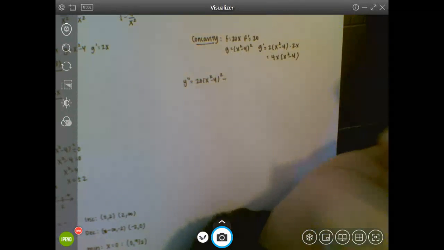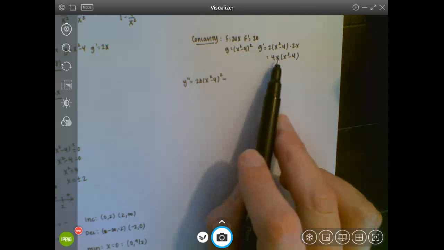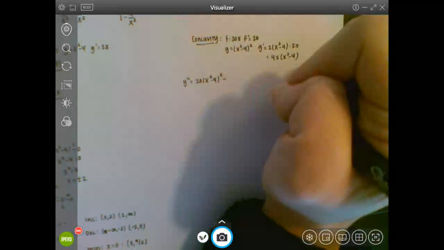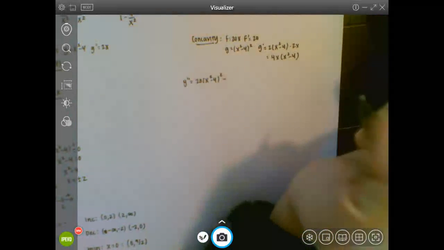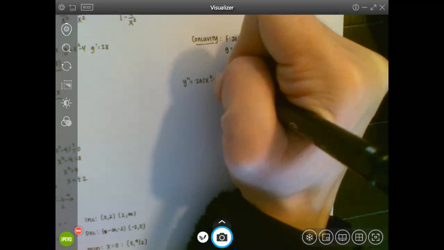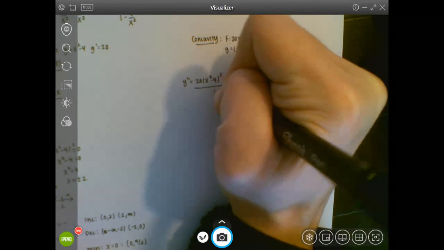So my y double prime is going to be 20 times x squared minus 4 squared minus, that'll be 20x. Oh, no, sorry. 20 times 4x. So that'll give me, hang on, getting myself confused here. Nope, I was right. So 20x times 4x, that'll give me 80x squared times x squared minus 4. And then that'll all be over this quantity squared. So that'll be x squared minus 4 to the 4th.